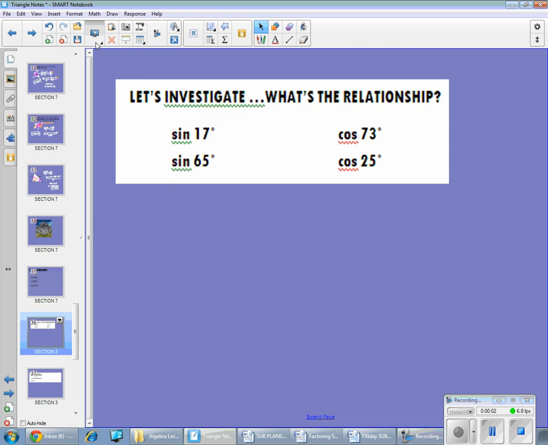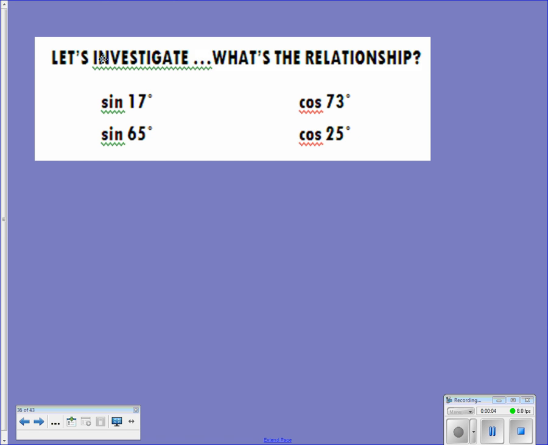Chapter 10, Section 3 deals with some of the trigonometric ratios and some of their properties. So let's see what we can find out here. Let's investigate. Sine of 17, type that in your calculator. What does that get you? You should get 0.29. Sine of 65, 0.91.